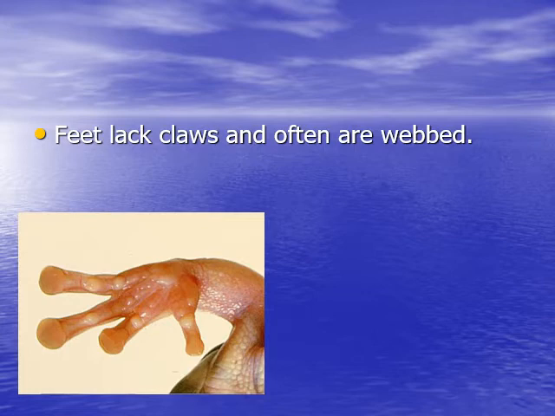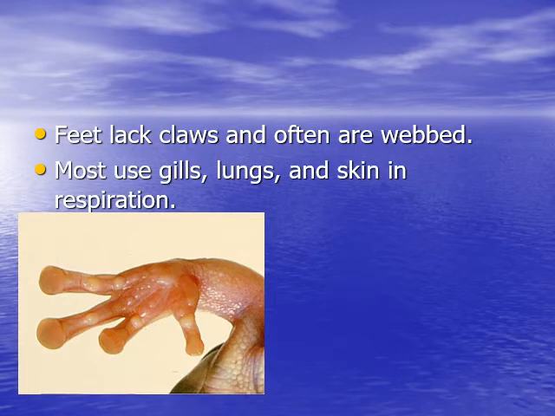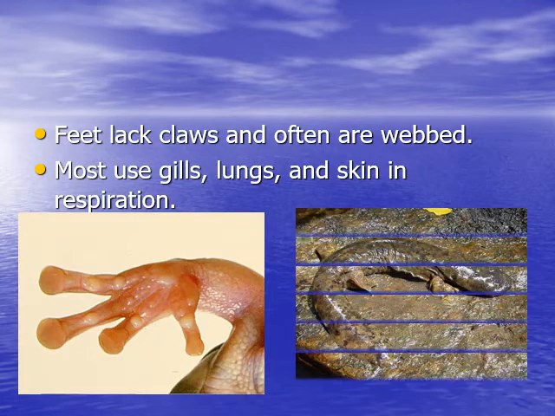They also reproduce in water. So that's going to be something that is really important for them to have, those webbed feet so they can swim. Most will be using gills, lungs, and skin for respiration. When they're younger, they'll be dependent mostly upon their gills. When they're older adults, they'll be depending more on their lungs and their skin for respiration.